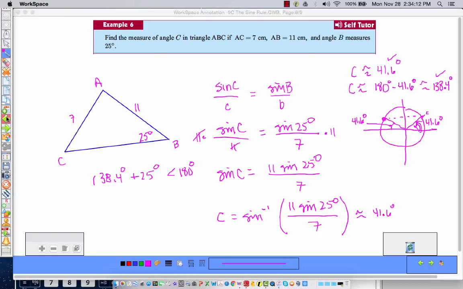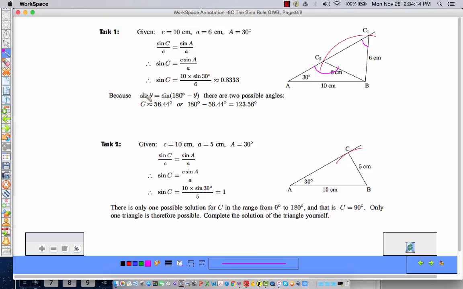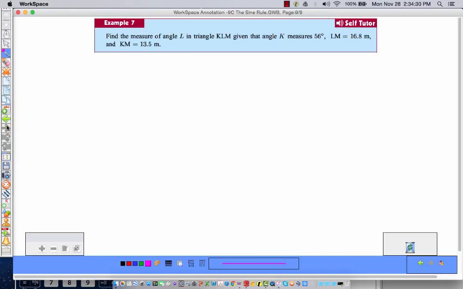And it might be, wait, how can that be? Well, go back to this first example and look how the leg can swing, keeping the original conditions the same, which were a side of 10, a side of 6, and a 30-degree angle here. And you can see how it can work sometimes, and sometimes it will not work.